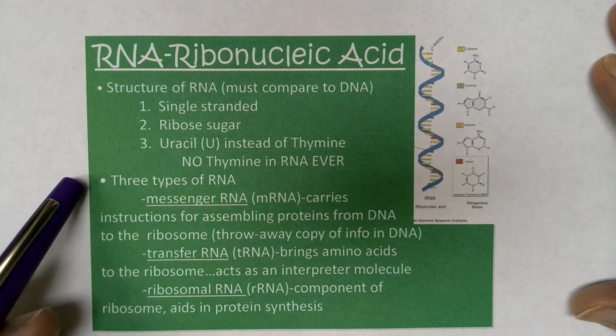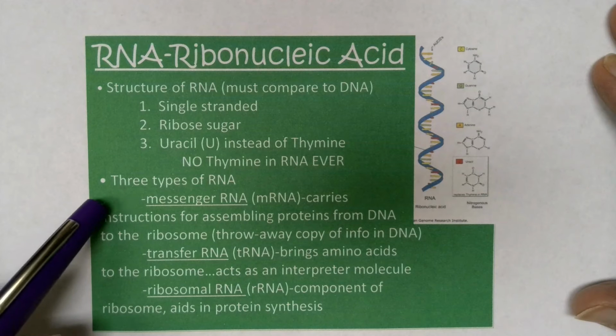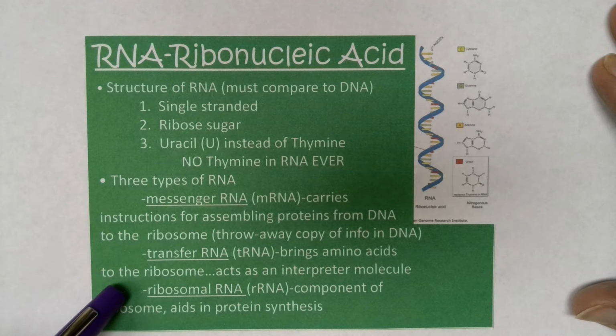There are 3 types of RNA: messenger RNA, transfer RNA, and ribosomal RNA. I'm going to start with ribosomal RNA, shortened to rRNA. We do very little with this in this course. Basically what you need to know is it's a component of the ribosome and it helps with protein synthesis. That's about all we do with it.